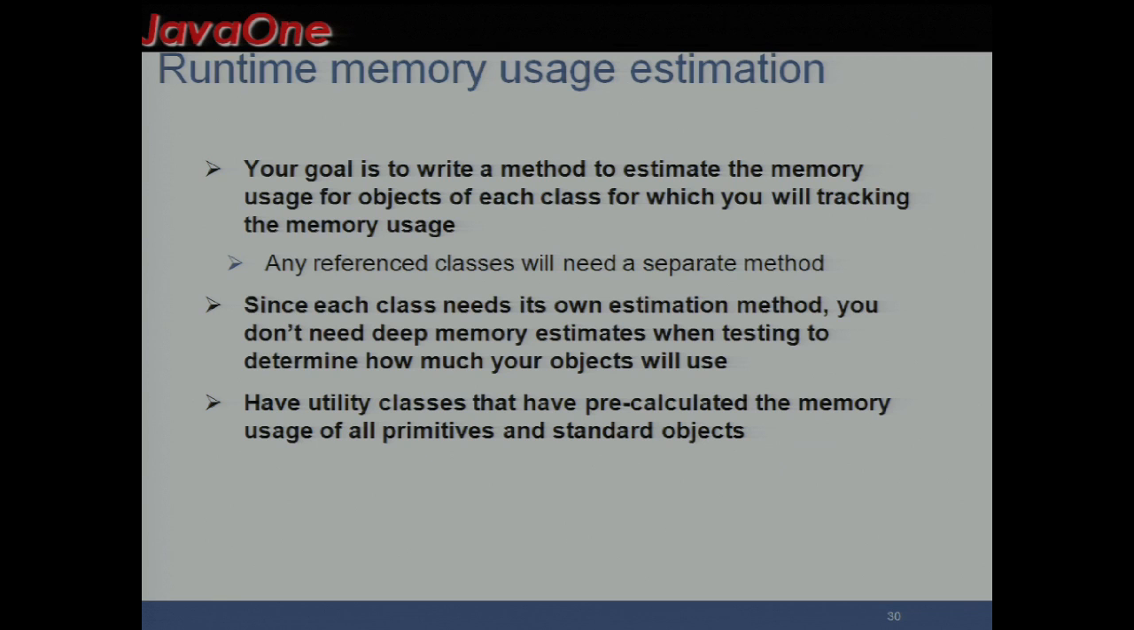And to make this perform really well, what you want to do is have utility classes where you've pre-calculated all the memory usage of things like primitives and standard objects and so forth. And then they're just static finals, or you just invoke those and you get your memory estimates.